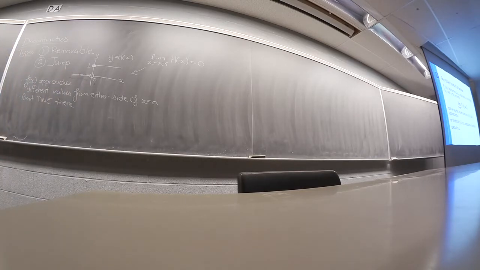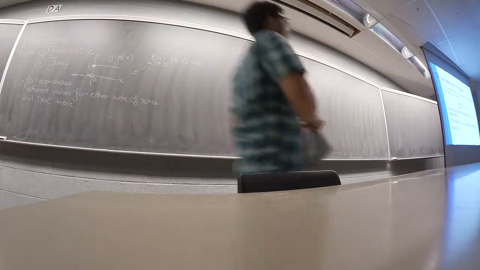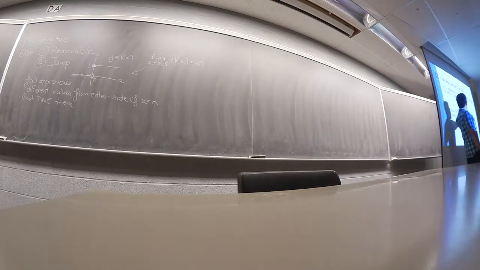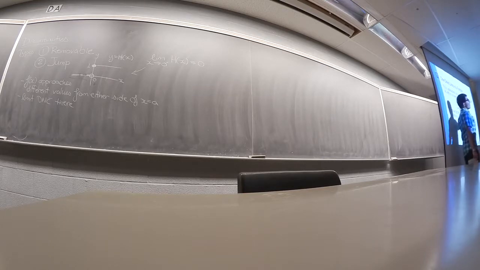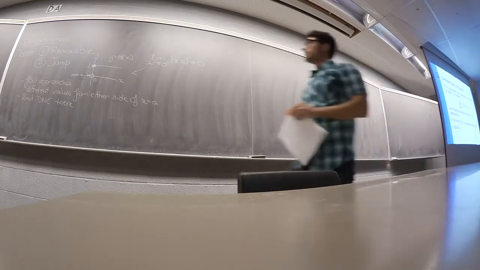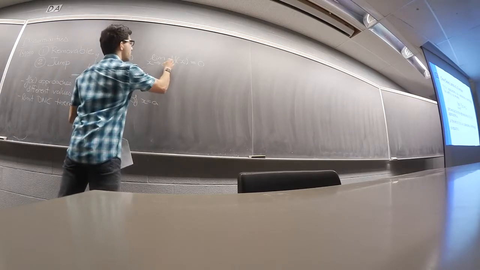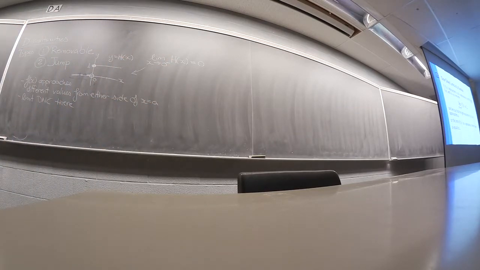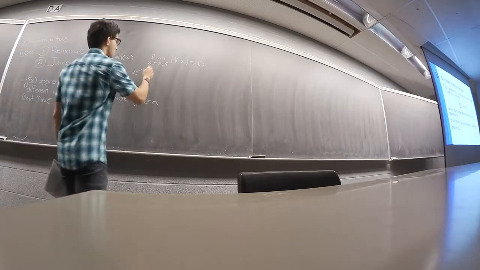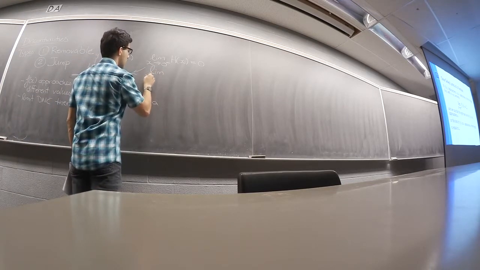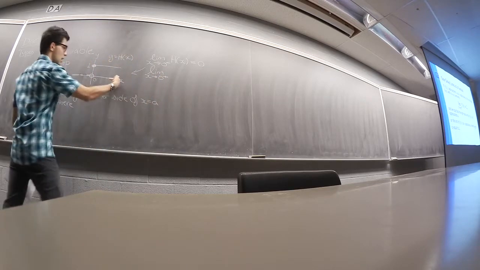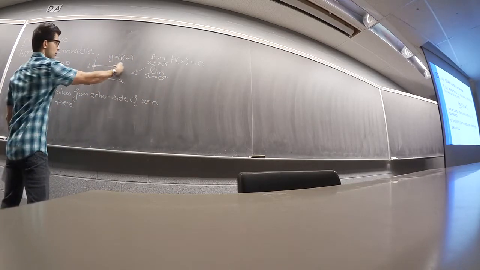A similar kind of thing for the right. Every time I said left, make it right. Every time I said less than, make it greater than, and change that minus sign to a plus. So in the notation, if there's a minus sign there, it means from the left. If there's a plus sign there, it means from the right. And for this one, as x approaches 0 from the right, the function approaches 1.